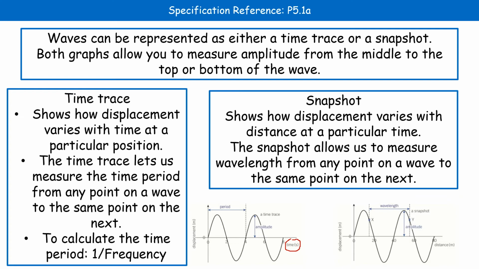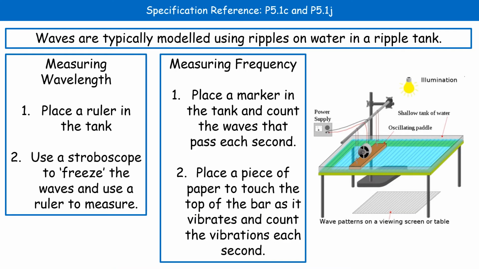Option number 2 of how we can represent this wave is on a snapshot. We'll know it's a snapshot because the x-axis is distance. So this is just showing us how displacement varies with distance at any given time. And what we're going to then be able to do is measure the wavelength. So quite simply, one point on a wave to the identical point on the next, that is then the wavelength because we're measuring the distance at the bottom there in meters.